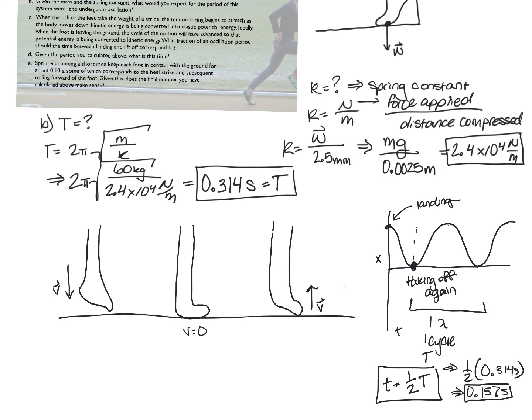We found the time. Now it says sprinters running a short race keep each foot in contact with the ground for about 0.1 seconds, some of which corresponds to the heel strike and subsequent rolling forward of the foot. Given this, does the final number you have calculated above make sense? Well, 0.1 seconds is not a long time for a foot to be in contact with the ground, but that's basically what we figured out here, right? Because 0.157 seconds represents this time right here.